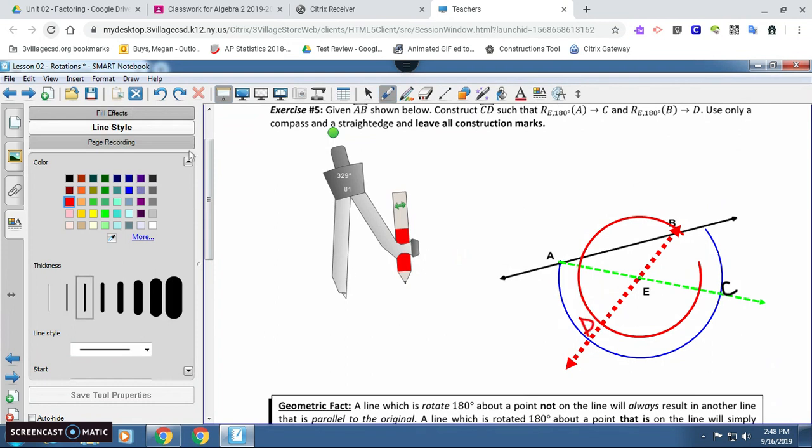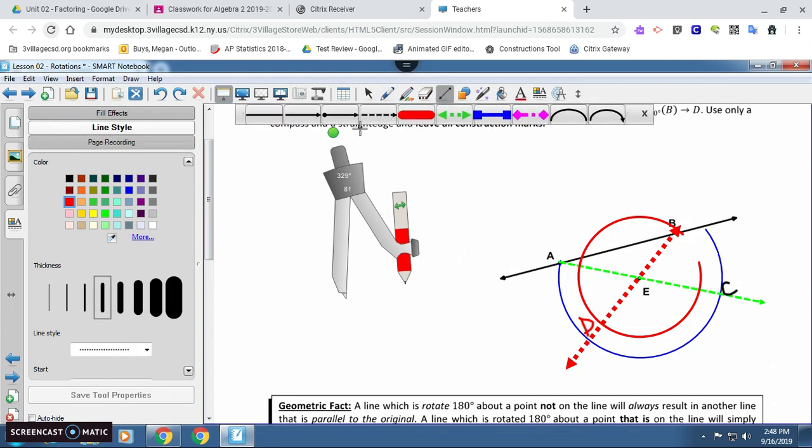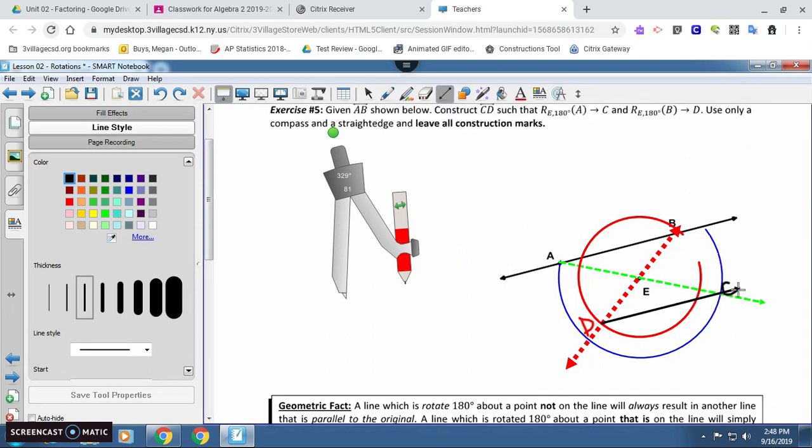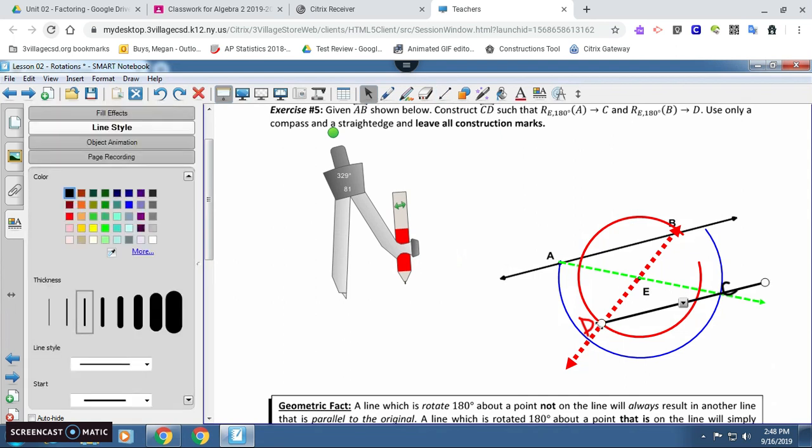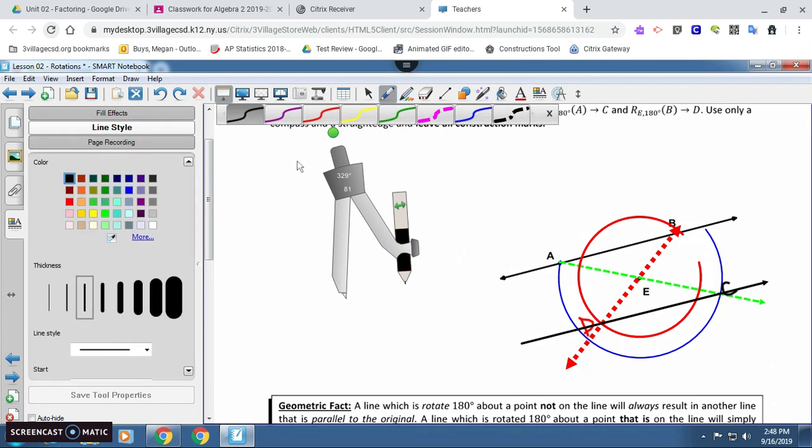And the very last thing I do is I make sure to draw the line. So I'm going to draw the line that touches both of these points. I'm going to extend this a little further and make sure that I have an arrow on both sides, like we just said. If it starts with arrows, it should end with arrows. It should always be the same as whatever it started as. Now we have a rotation of 180 degrees.